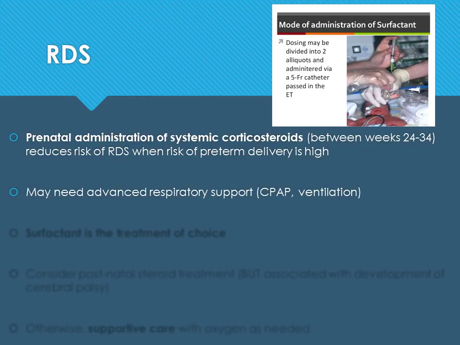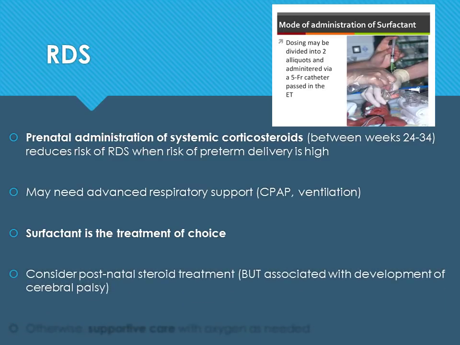We know that these infants may need advanced respiratory support, so they may either need a CPAP or they may need to be intubated and ventilated. Surfactant is the treatment of choice, and the way that we give surfactant is we actually intubate the newborn right at the time of delivery, and then we squirt surfactant down the intubation tube directly into their lungs.